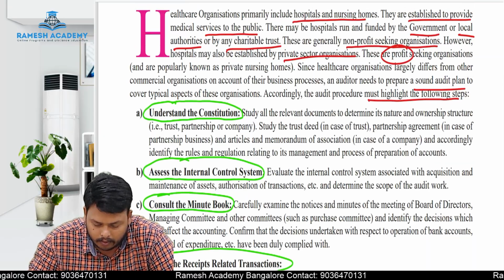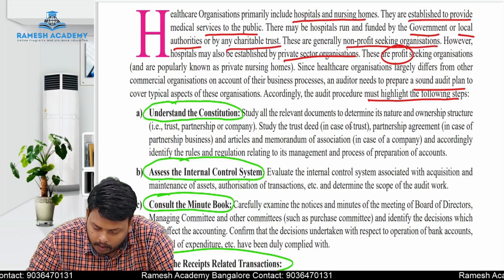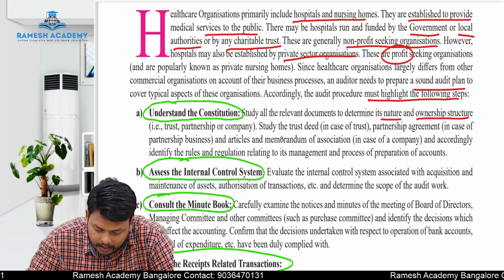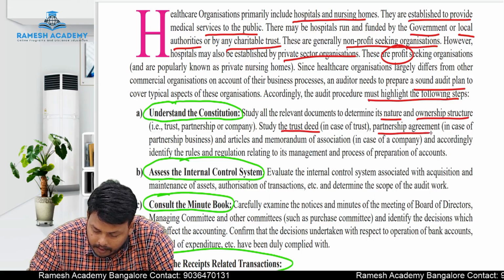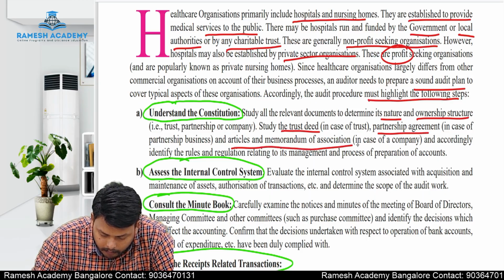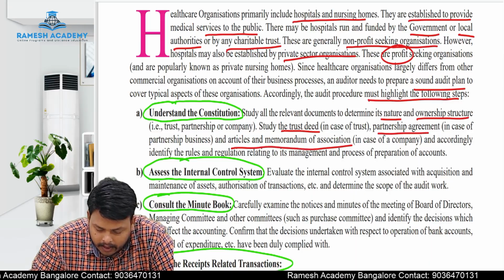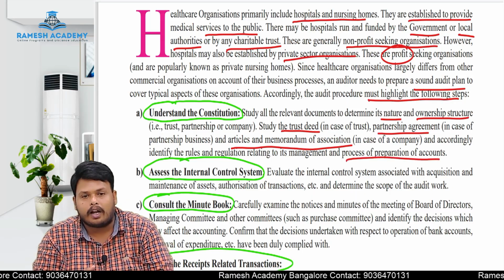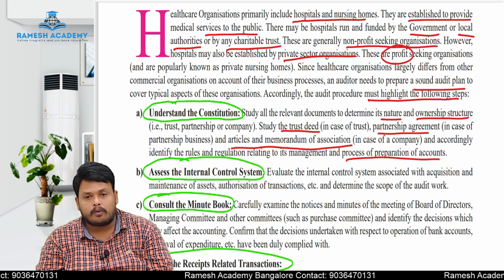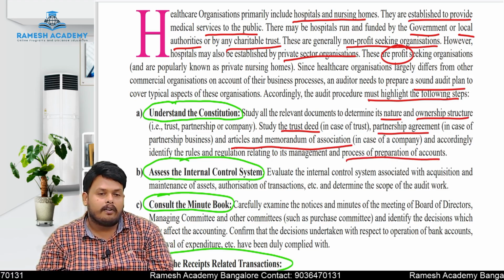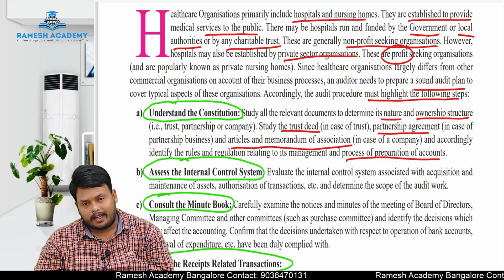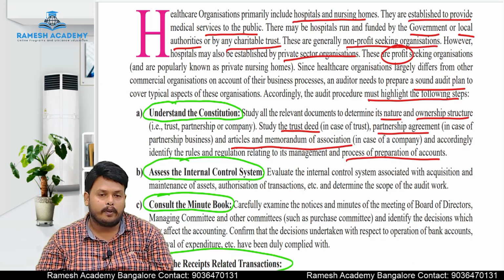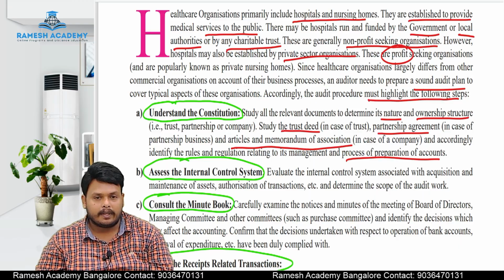Understand the constitution. Study all the relevant documents to determine its nature and ownership structure. Study the trust deed, partnership agreement, articles and MOA. Accordingly, identify the rules and regulations relating to its management and the process of preparation of accounts. So what does understanding the constitution mean? The auditor has to study all the relevant documents to determine the nature of the organization. If it is set up by the government, who will the owner be? The government. The funds will be sanctioned by the government.